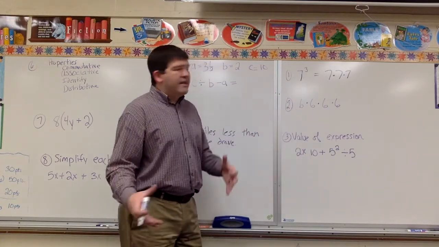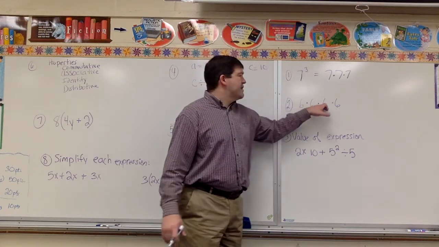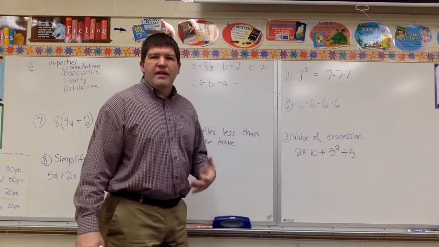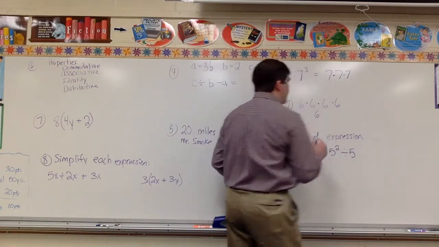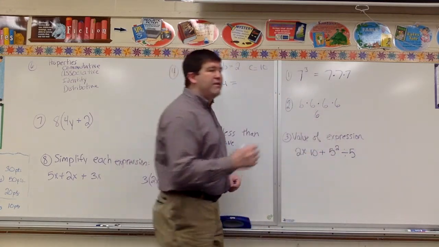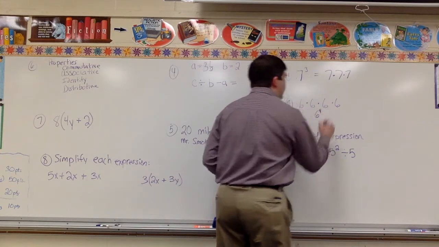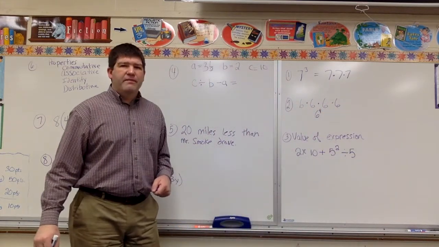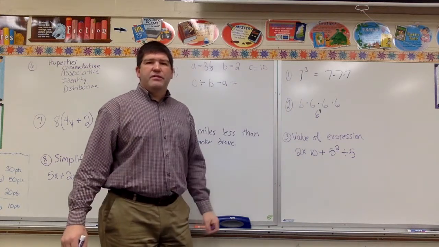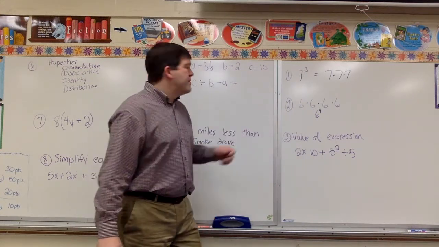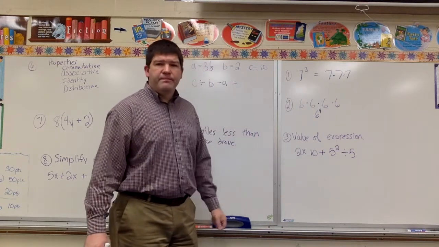Now here we have kind of the opposite. I have 6 times 6 times 6 times 6. How would I write that in exponential form? Well, it's going to be 6, and how many 6's do I have? To the 4th power. 6 to the 4th power. Okay, so we will have a section on exponent form. Okay, let's go to 3.